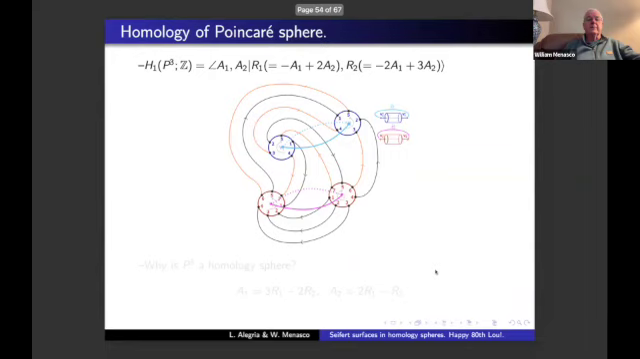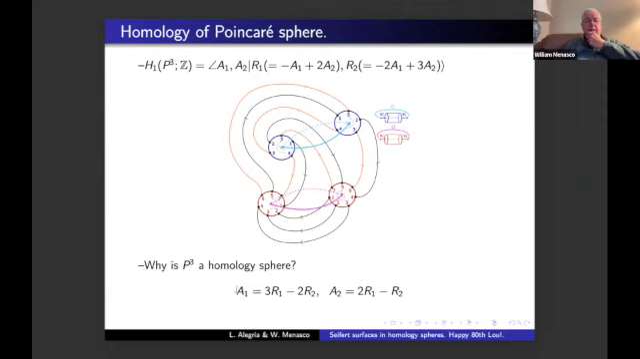The thing is, though, the Poincare homology sphere is a homology sphere. So, in fact, what you can do is some algebra, and you can see that each generator can be written as a linear combination of the relators. And that's what you get when you're talking about a homology sphere. So in fact, this is going to tell you exactly what you want to know for how to construct your surface.